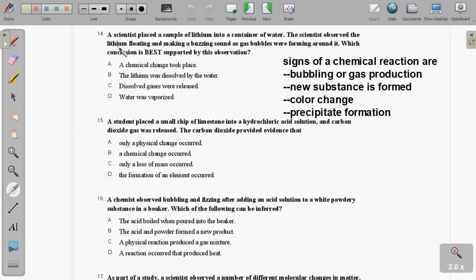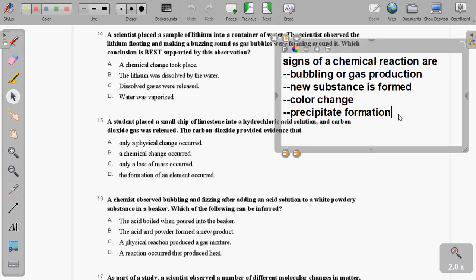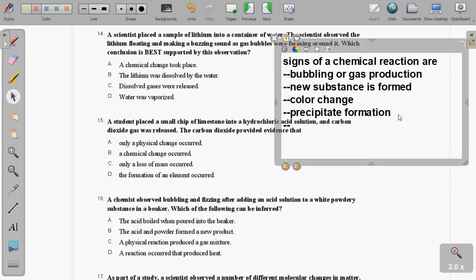All right. A scientist placed a sample of lithium in a container of water. The scientist observed that lithium is floating and making a buzzing sound as gas bubbles are formed around it. So the observation is the chemical change took place. So what you need to know, what you need to write down, are the signs of chemical reaction. Okay, bubbling or gas production, new substances formed, color change, precipitation formation, or a change in temperature.